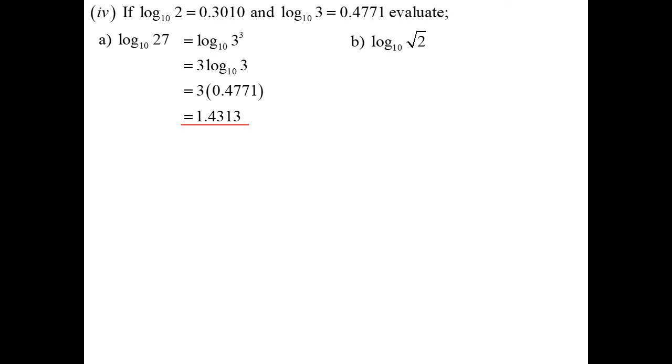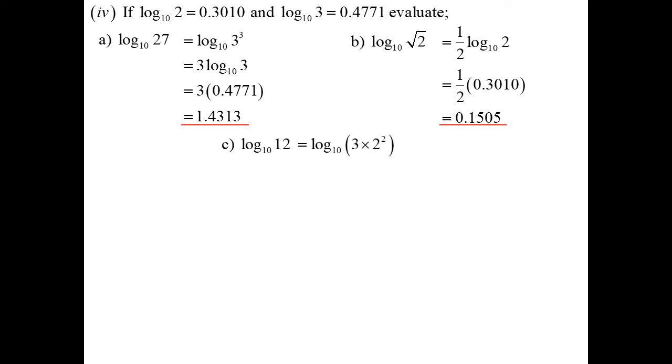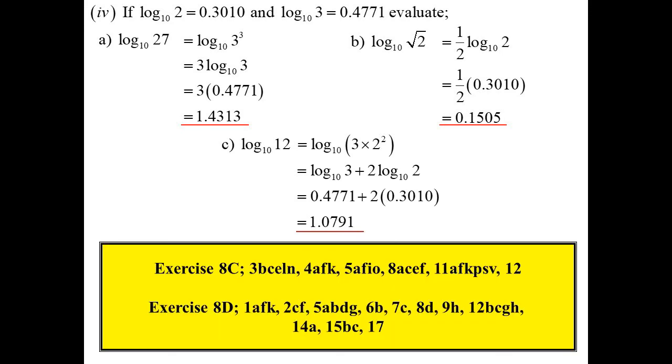Square root of 2. Here's a good example. If you wanted to find the square root of a number, again, before calculators, you could say, well, hang on, that's the same as a half log 2. You'd go and look up log 2 in the table, and then you'd get the answer 0.3010, and then you could convert back, or half of that, sorry, you get 0.1505. Log 12. 12 is 4 times 3, so we can write that as 3 times 2 squared, and then again we can substitute in the numbers we've been given. So let's play with logs.